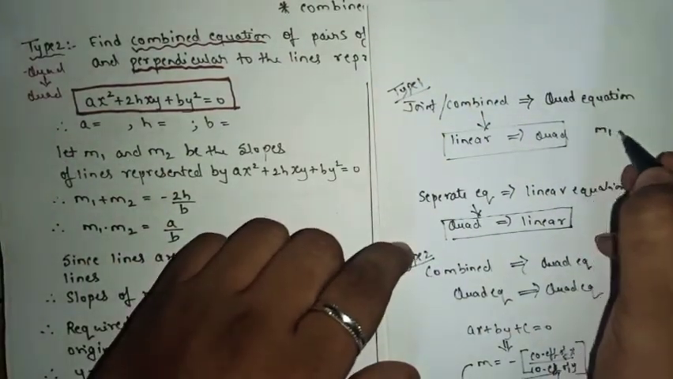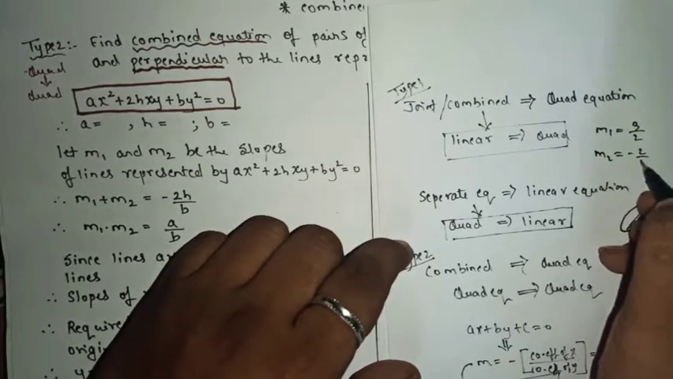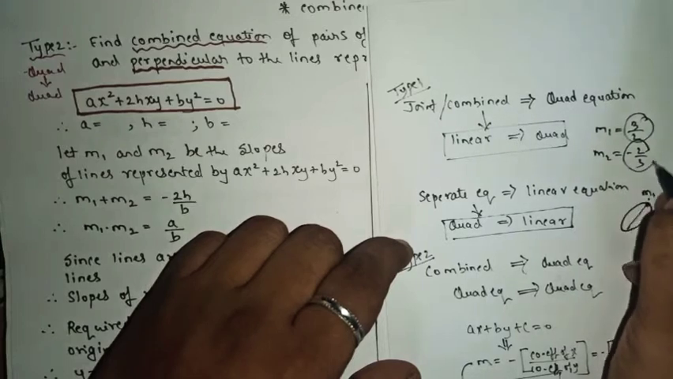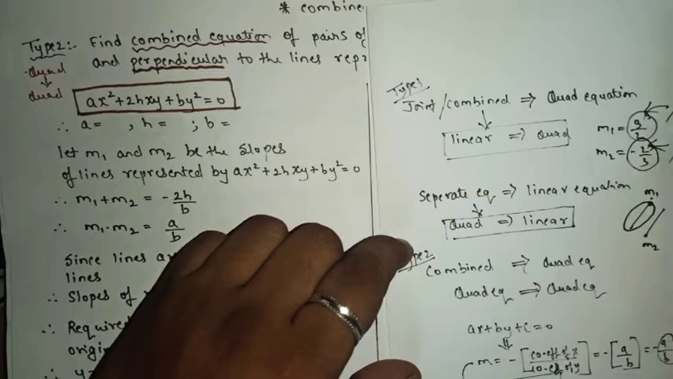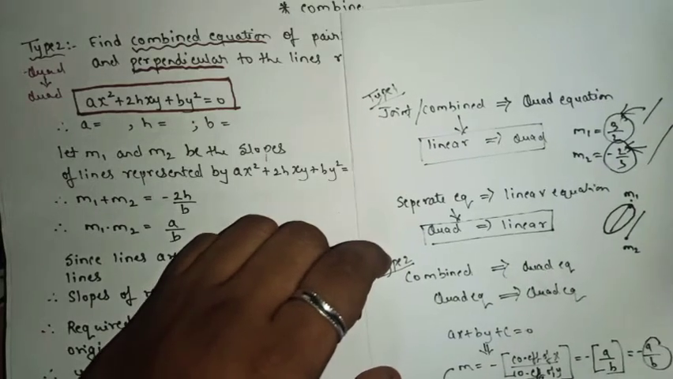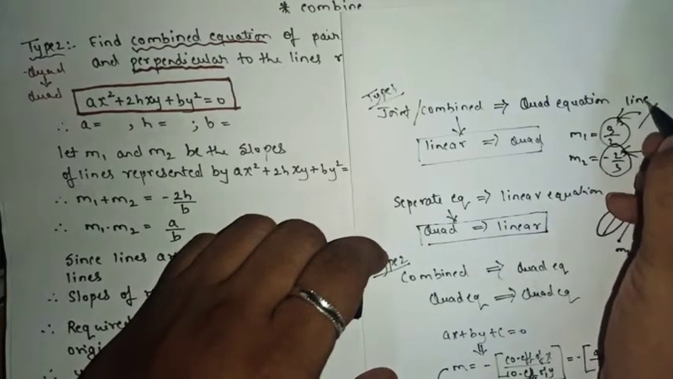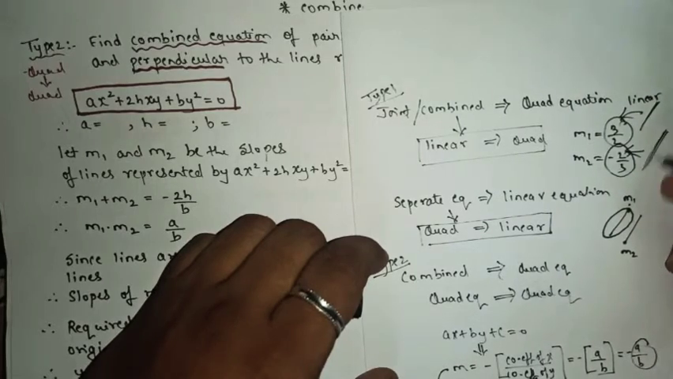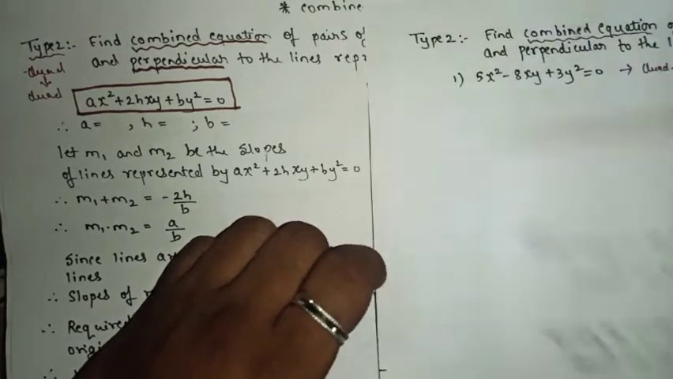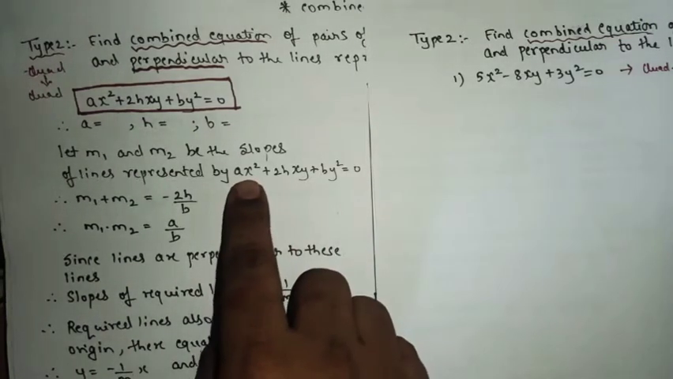Like m1 is 3 by 2, m2 is minus 2 by 3. This answer we don't know because we don't have the exact two lines. We don't have the equations of the lines, and we know that an equation of a line is always a linear equation. So we don't know about these two linear equations and their slopes. So we'll consider: let m1, m2 be the slopes of the lines represented by this equation.